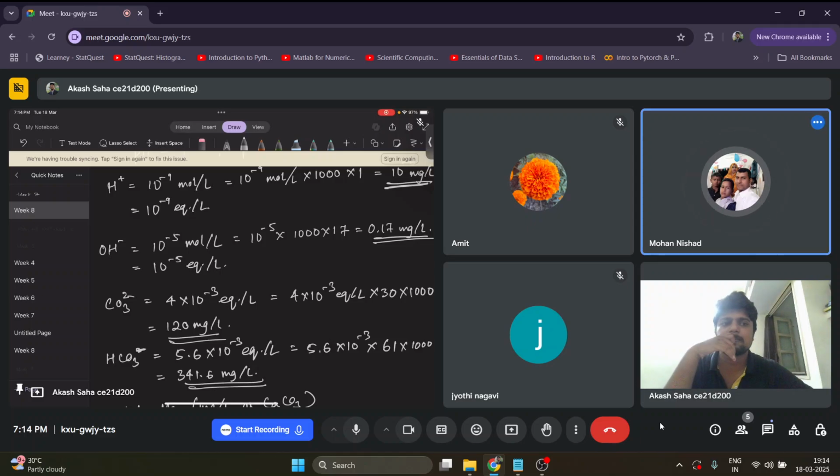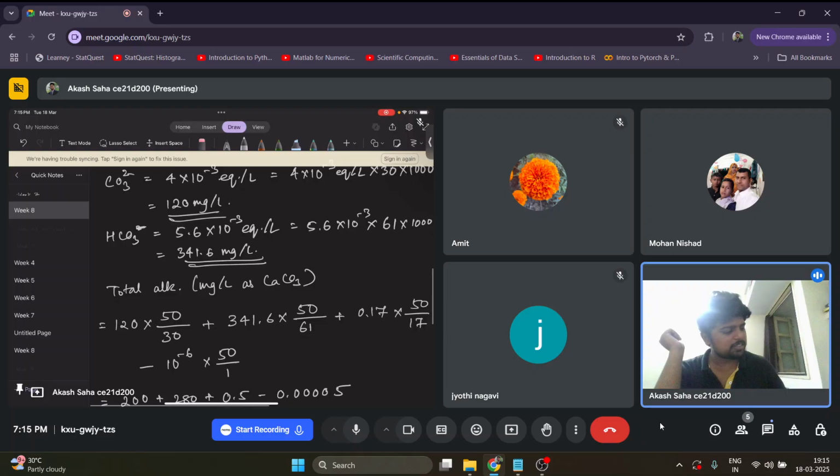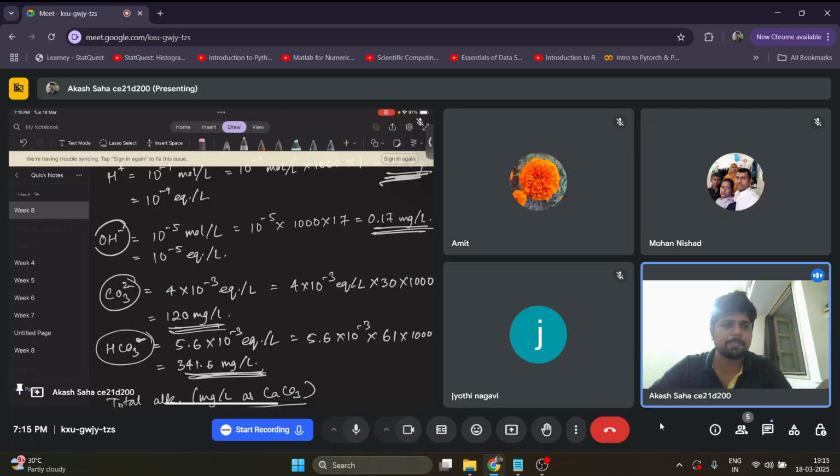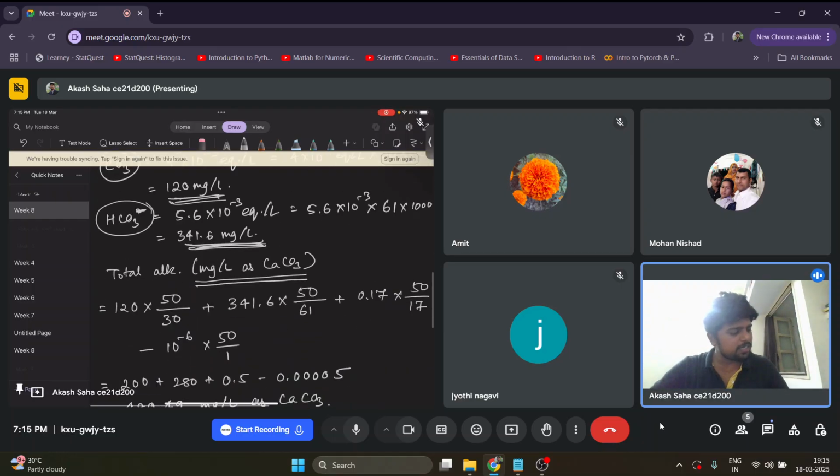No, so the reason for all this conversion is that we are converting everything in terms of calcium carbonate. These milligram per liter values are the concentration of that particular ion or molecule, like OH minus or CO3 minus. We cannot simply add them and report. So we are converting everything in terms of CaCO3 and then reporting the value. So we are stating the strength in terms of CaCO3.